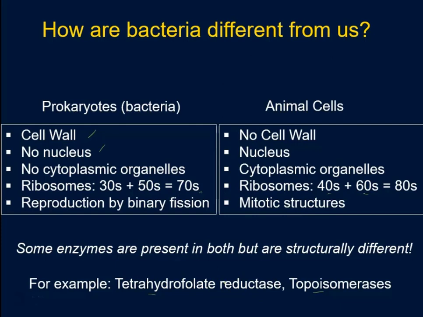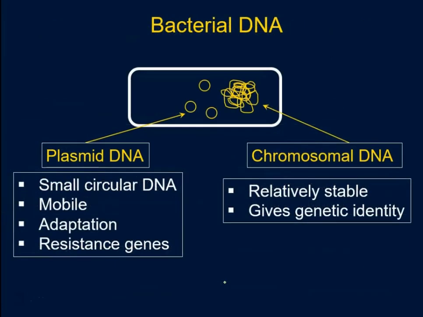So even when we have a target that is common in animal cells and in bacteria, those targets are sufficiently different from our cells that it usually is okay to use drugs to inhibit those targets.